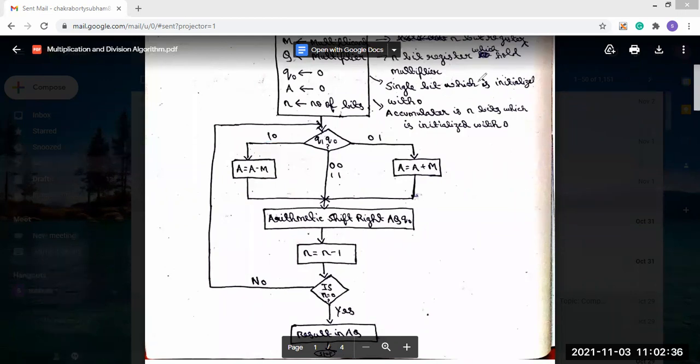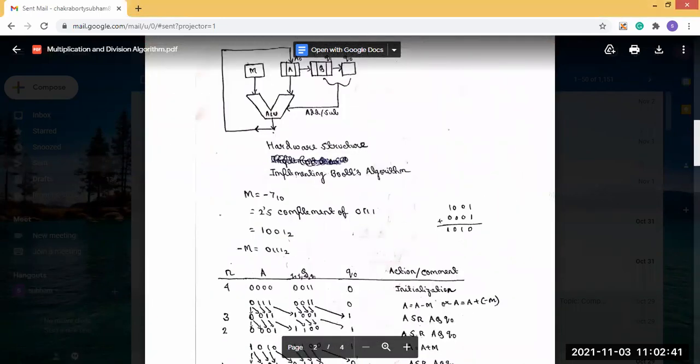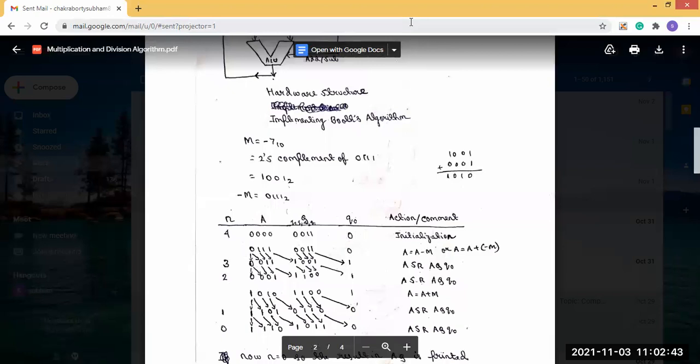This is the step. So first, what do we have to see? We have to see the Q1 and Q0 values now. In Q0, this is 0, and in Q1, it is 1. So that means 1, 0. 1, 0 means we have to perform accumulator equals accumulator minus m. This has to be performed, so we will do that.